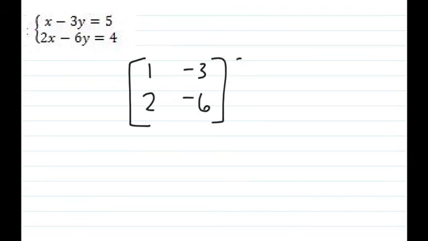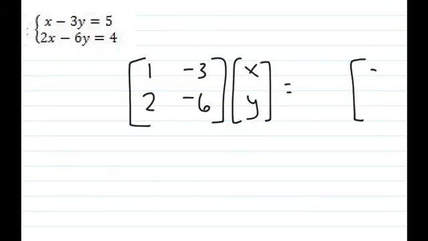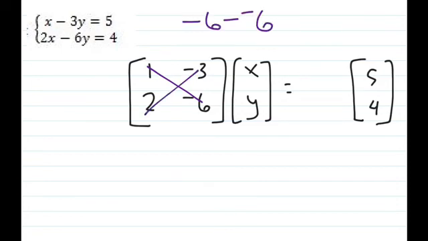Okay, the last one we're going to do here is this system, and so the first thing that we're going to do is we're going to write our matrix equation. So 1, negative 3, 2, negative 6, and then our variable, and then our constant. The second thing I'm going to do, very carefully this time, is find my determinant. So I'm going to do 1 times negative 6 minus 2 times negative 3. Now negative 6 minus negative 6, that is 0.